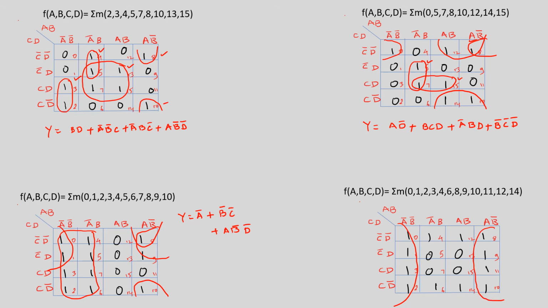Then again, if you check after rolling, you will get one more octet with this one, and now all ones are covered. So there are two octets in the example. So the answer for this example is y is equal to B bar for this octet, and for this octet the answer is D bar. This is how we solve the SOP equations by the reduction technique.